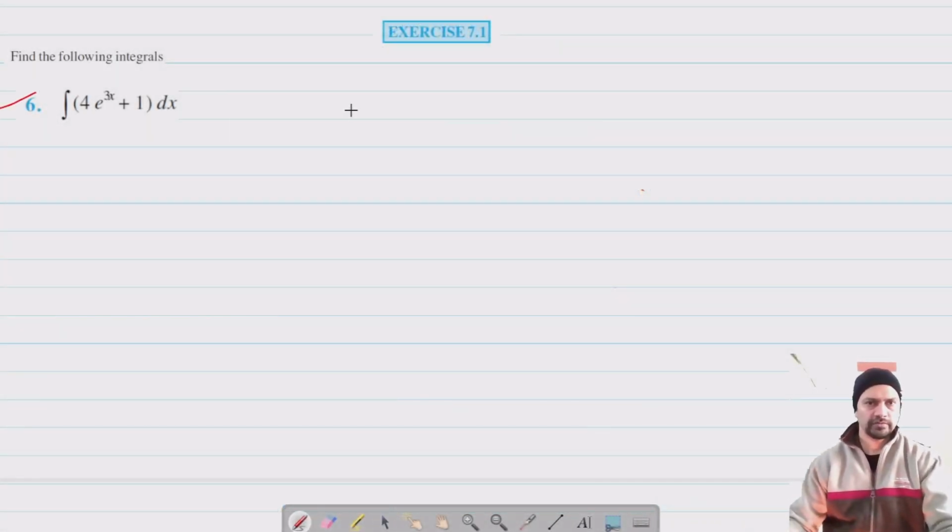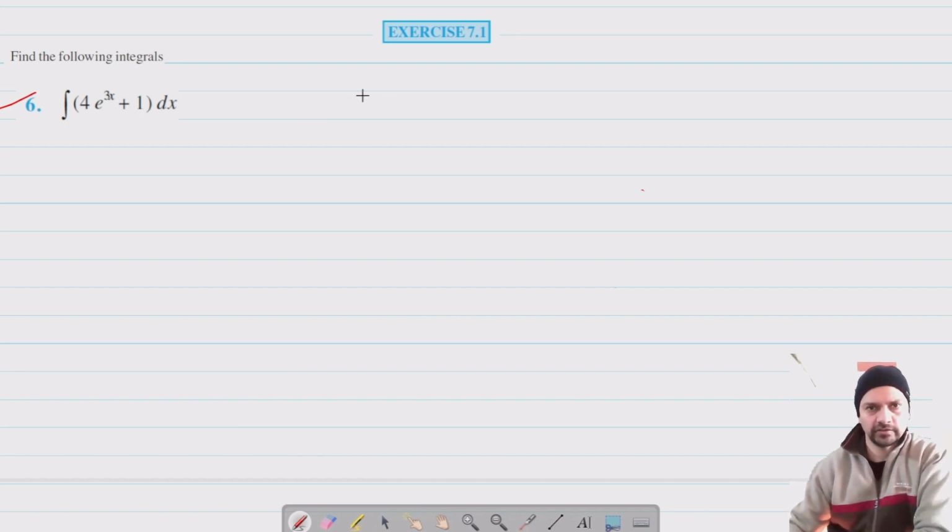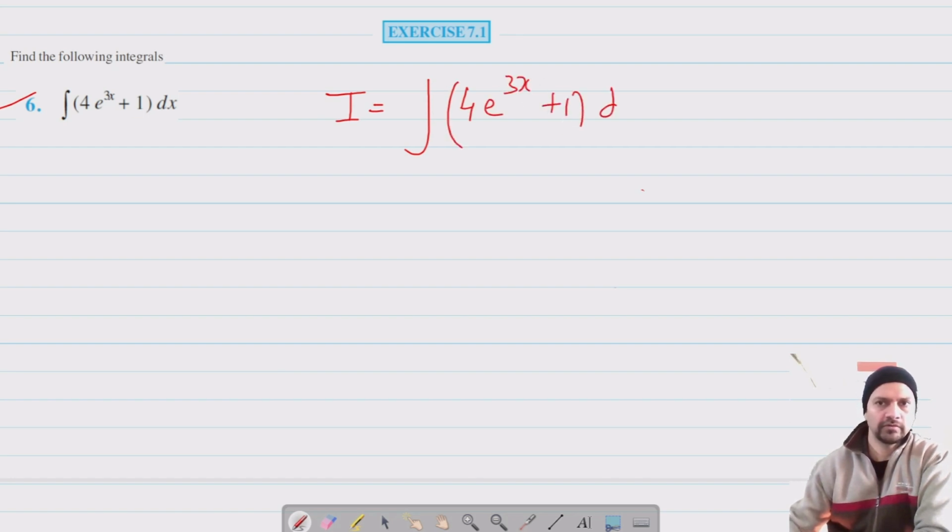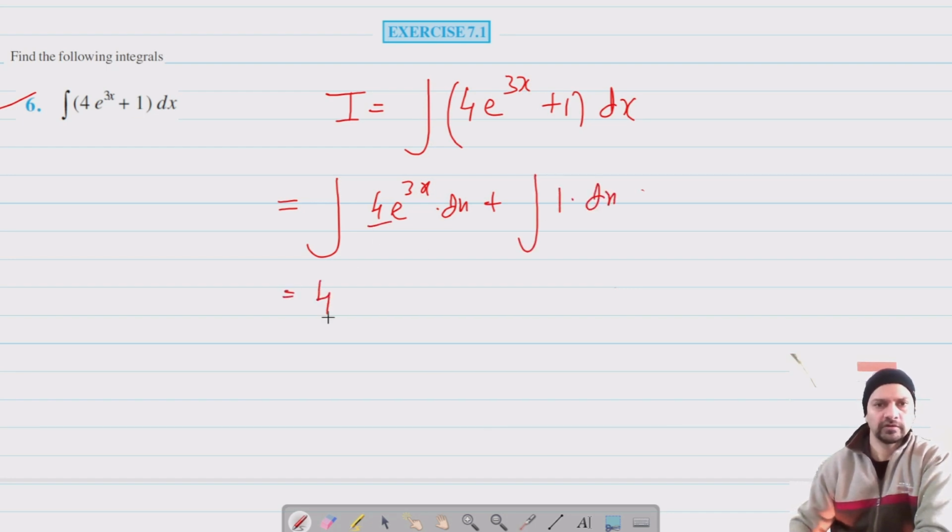Okay, so for question number 6, we have to find the integral. Let's say our integral is I, and this is 4 into e raised power 3x plus 1 into dx, which can be separated into two different integrals: 4 into e raised power 3x into dx plus integration of 1 into dx. 4 is constant, so it's out, so it's integration of e raised power 3x into dx plus integration of 1 into dx, which is x.